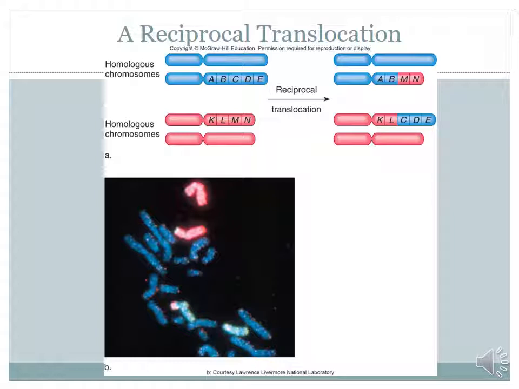If we look at an example of reciprocal translocation, two non-homologous chromosomes exchange parts. In A, genes C, D, and E on the blue chromosome exchange positions with genes M and N on the red chromosome. In B, a reciprocal translocation has been highlighted using FISH. The pink chromosome with the dab of blue and the blue chromosome with a small section of pink are the translocated chromosomes. Please look at this slide.